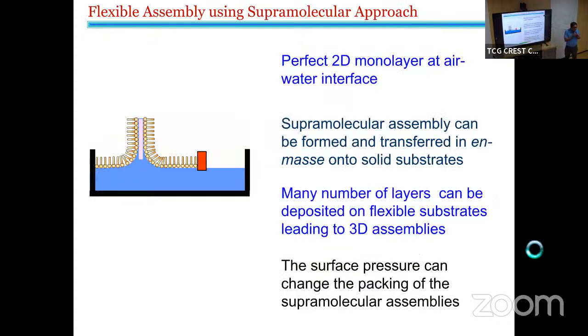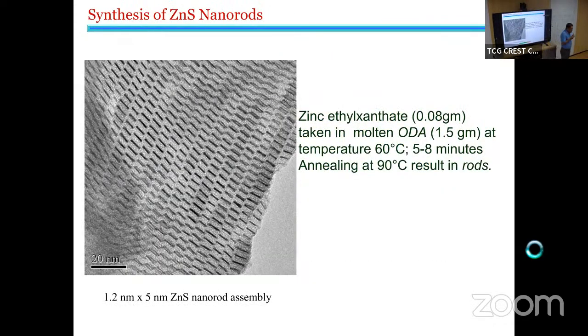Another advantage is that after alignment or after assembly formation, one can transfer this monolayer on a solid substrate and one can deposit the three-dimensional stacking of this one-dimensional monolayer there. So I will show all these examples here. So our journey started with these zinc sulfide nanorods, which are 1.2 nanometer in diameter and 5 nanometer in length.